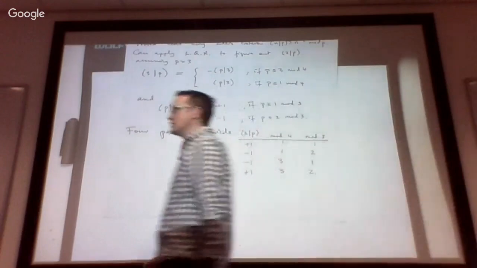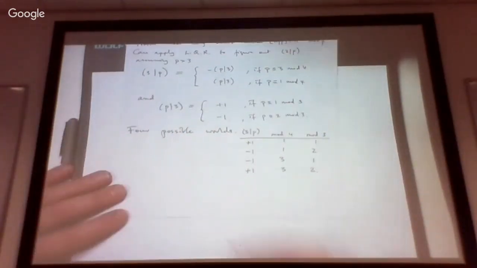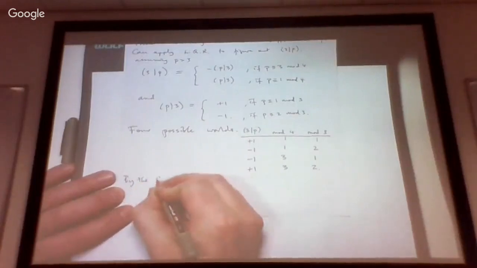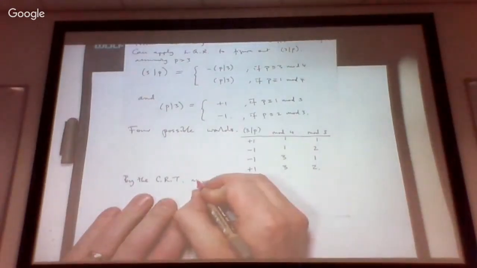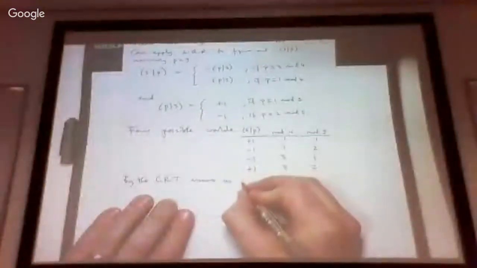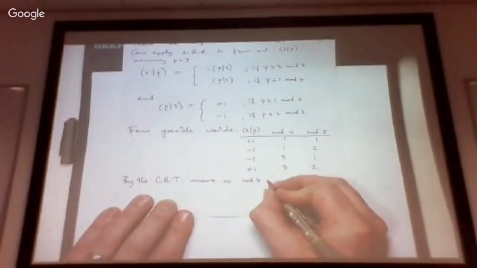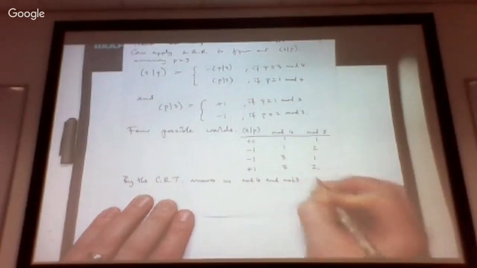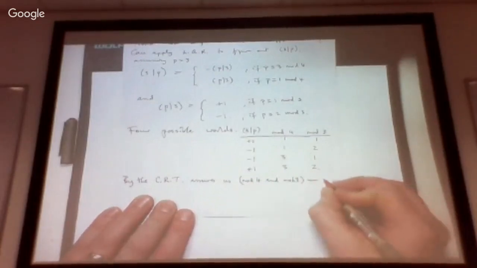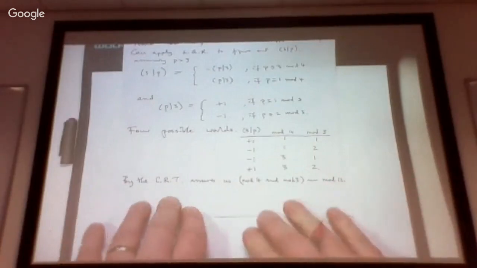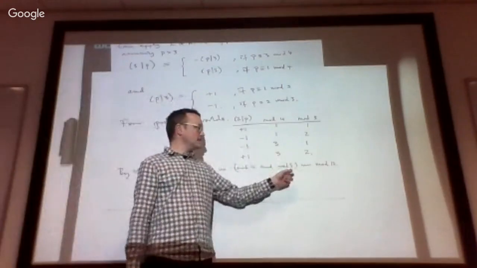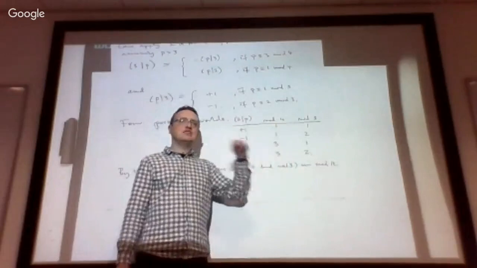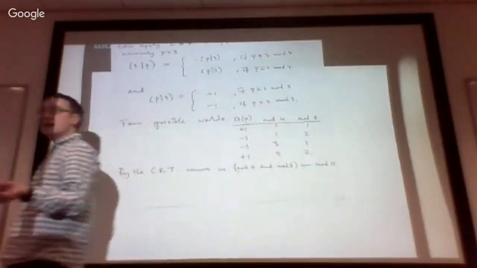So we can use the Chinese remainder theorem. We can just do it in our heads, we don't need the formulae for the general case. But the Chinese remainder theorem assures us that mod 4 and mod 3 talk really is modulo 12 talk, modulo the product. If you specify something modulo 4 and at the same time modulo 3, you're really picking out a unique congruence class modulo 12.